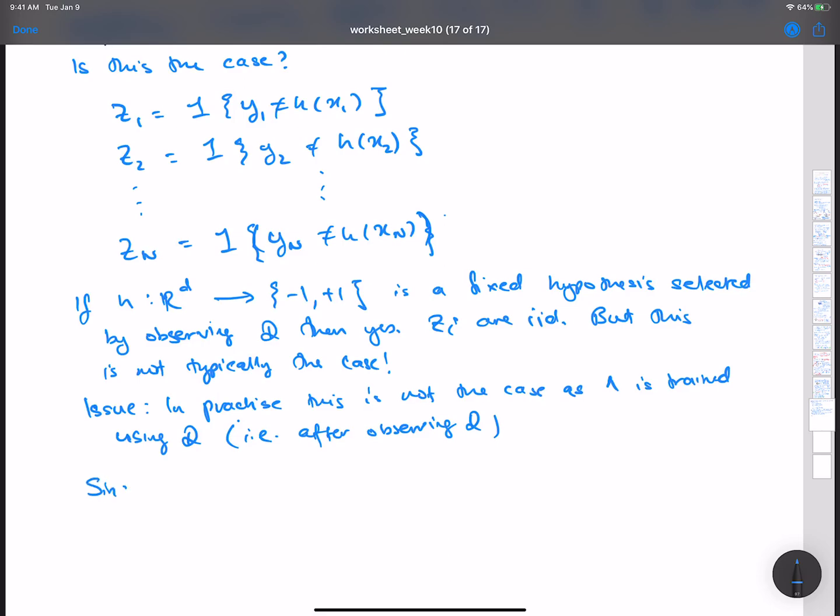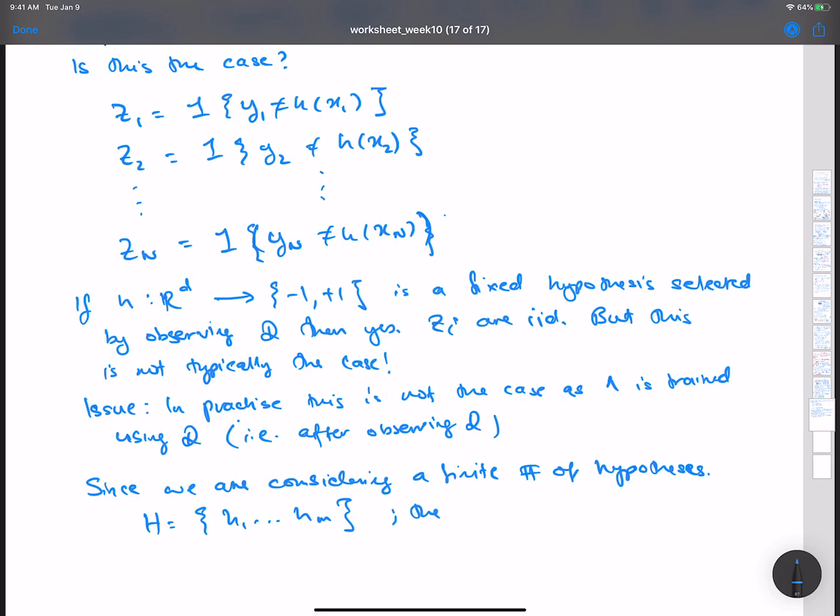But since in this section we are considering a finite number of hypotheses, so that's what I said, M is finite. So H is a set of hypotheses where you fix the parameters for M different hypotheses. For example, if you're looking at the perceptron, you have M different fixed weights, and those are the M hypotheses you have. And the best hypothesis is g, which belongs to the set H. So g is one of h1 through hM and so on.